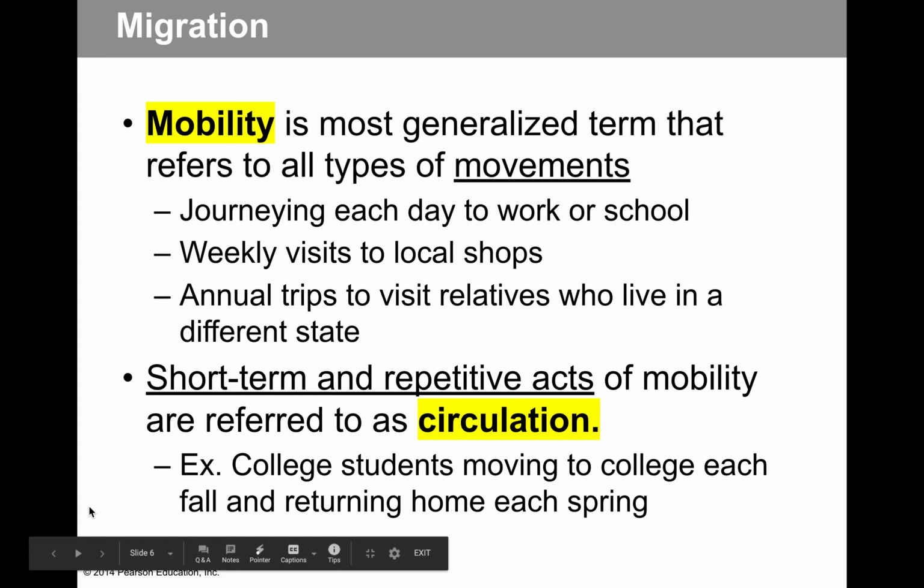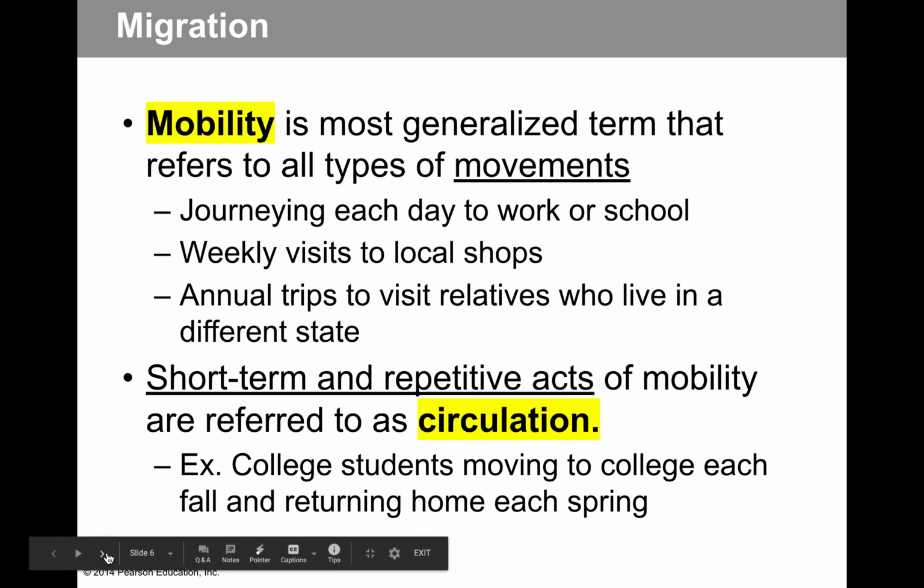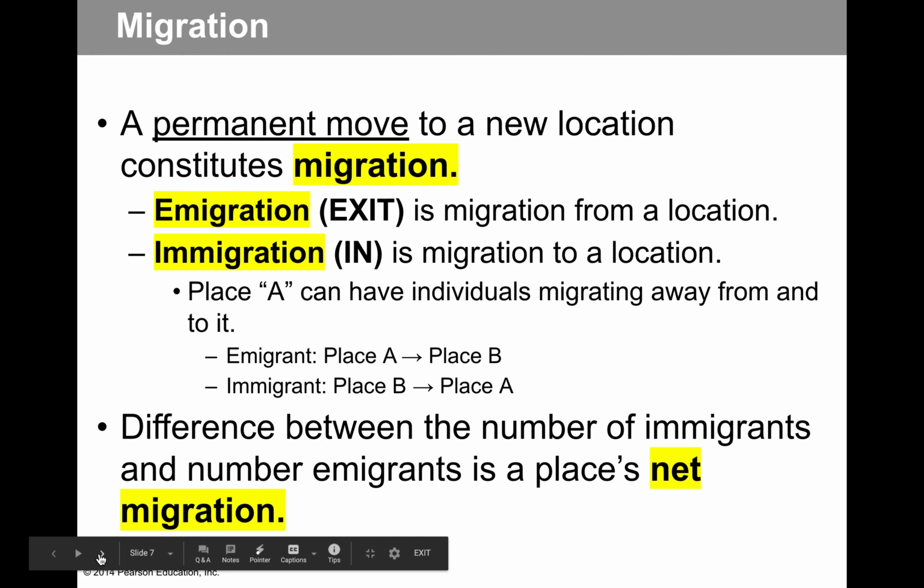Mobility is the movement. Movement can be a journey from a daily activity, work to school, or from home to work, or from school to home, vice versa. It can be weekly visits to any retailers. It can be annual trips, vacations. Short-term and repetitive acts are called circulation, such as college students going to school in the fall and returning in the spring. That's known as an example of circulation.